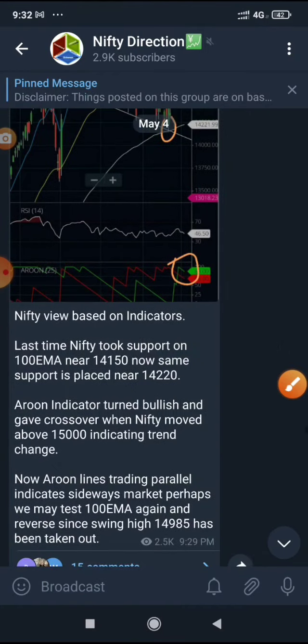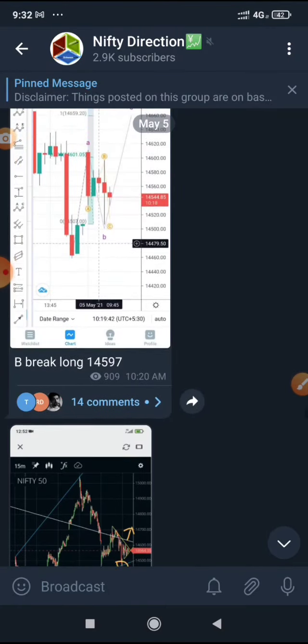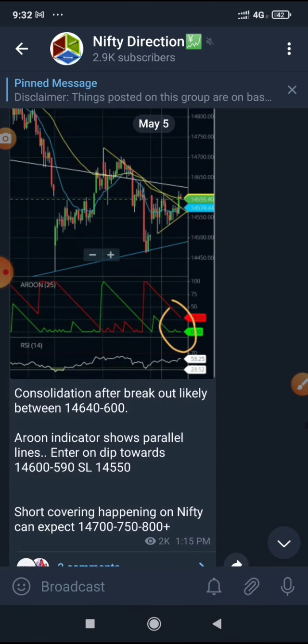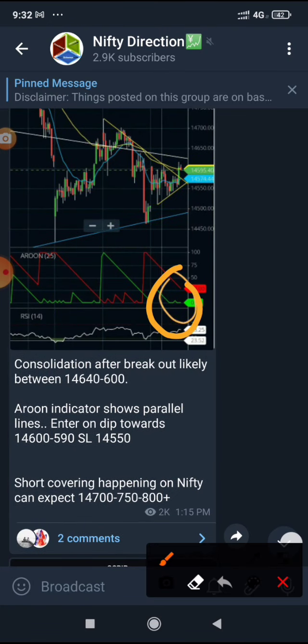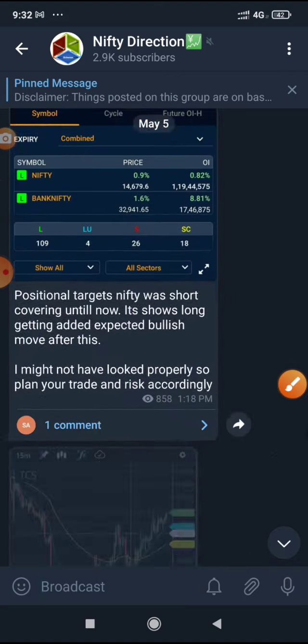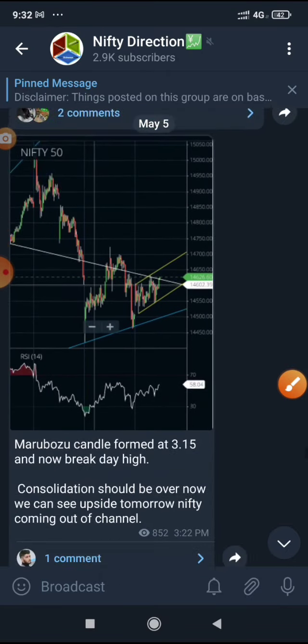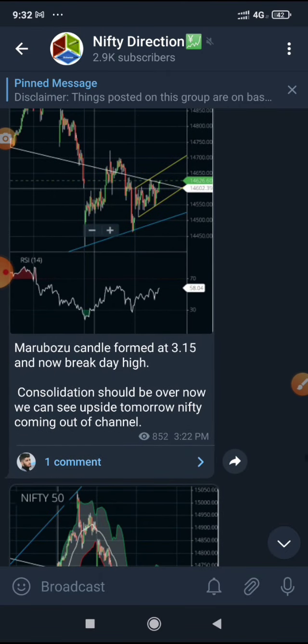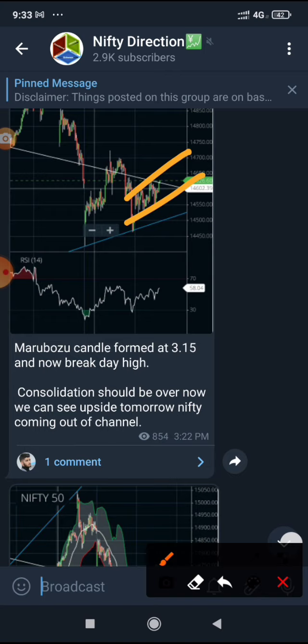So that is one of the examples. Another example I'll show you for the upside. Here again you would see that the Aroon indicator was indicating the consolidation, and it was trading in a small range, so we should not trade those particular areas. And yeah, so here you would see that range getting formed.